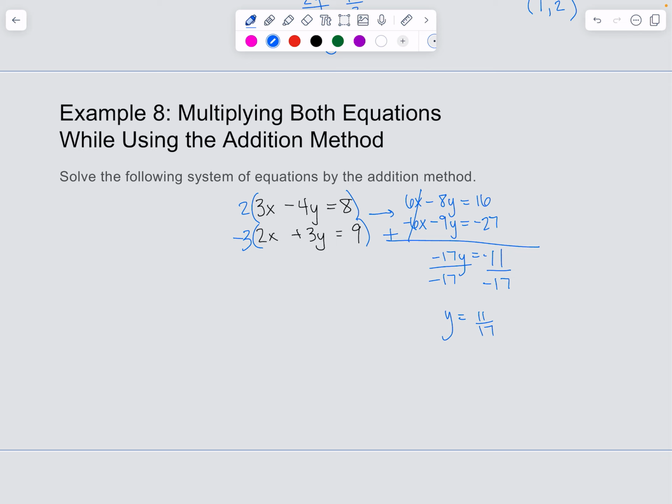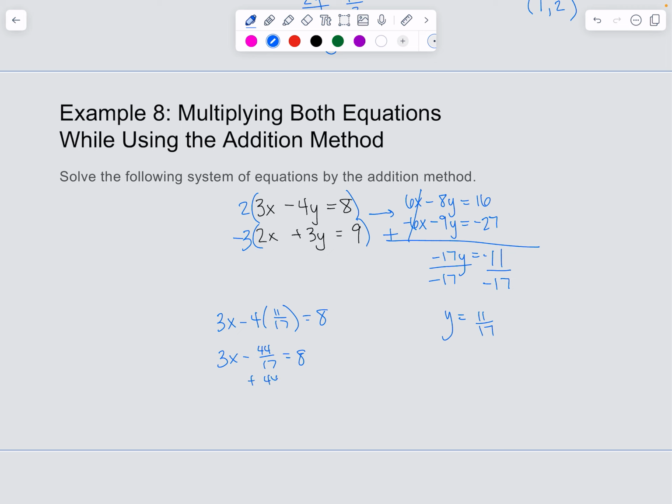Okay, and just like before, we're still not done. So we will plug in our y value. We will get our x value. Choose whichever one you want. 3x minus 4y, with y as 11 over 17, equals 8. Now we multiply 4 times 11 over 17, 44 over 17 equals 8.